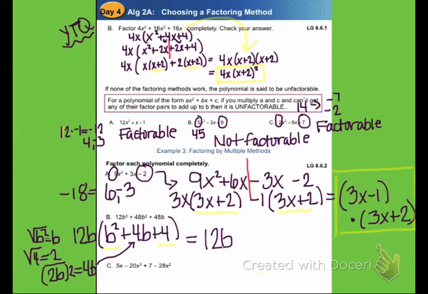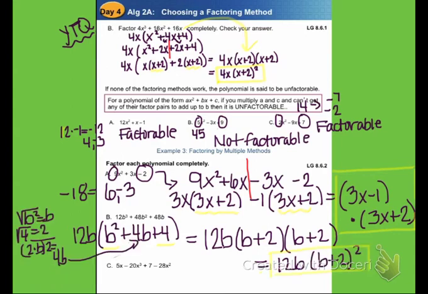So I have that 12b out in front, and now I can break this down into two identical binomials, because that's the perfect square trinomial pattern, and they are b plus 2, both of them. Which means I could then write this as 12b times b plus 2 squared. So let's go ahead and do one more together. Take a look at example C.